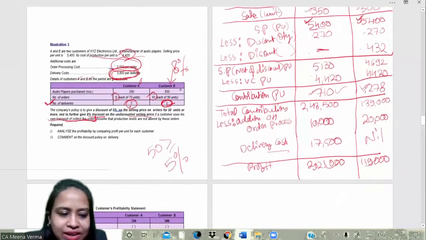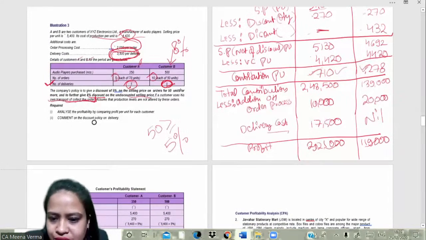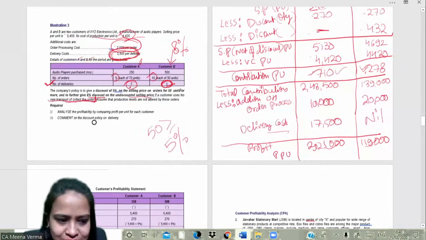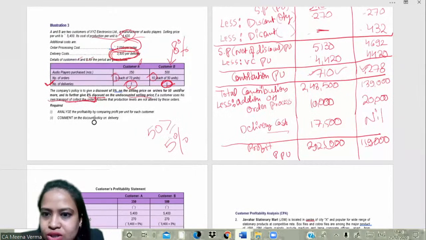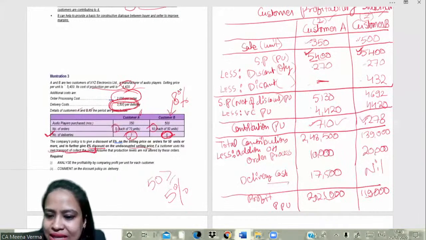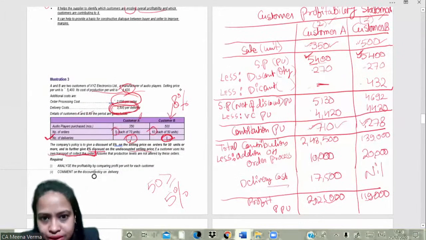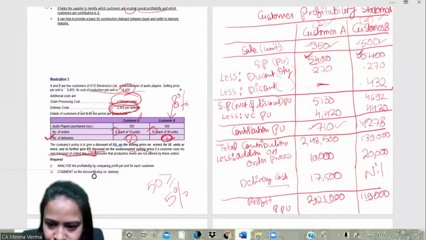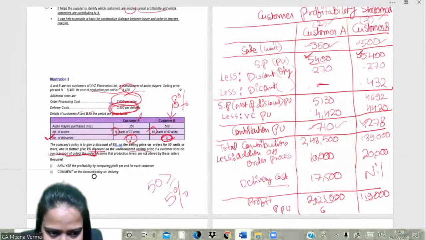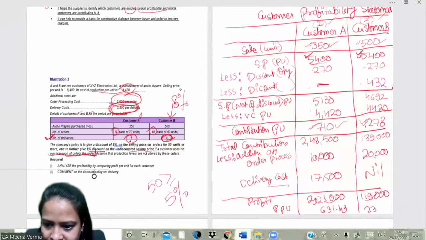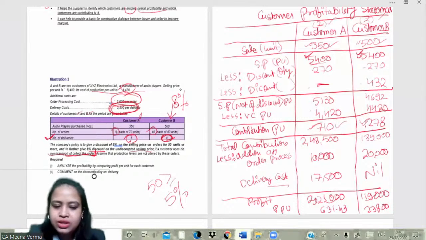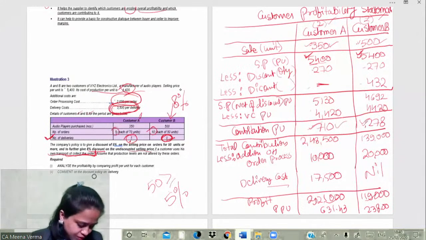After this, we can find the profit per unit also. Profit per unit from each customer. If we divide this total profit by the number of units we are selling to them, we can find the profit per unit. So at this place, the profit is 631.43, and at this place it is 238.00. So let me first check the answer you have given me.